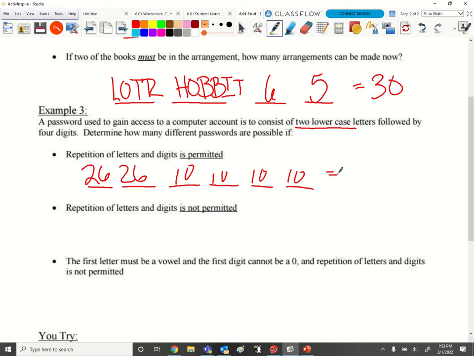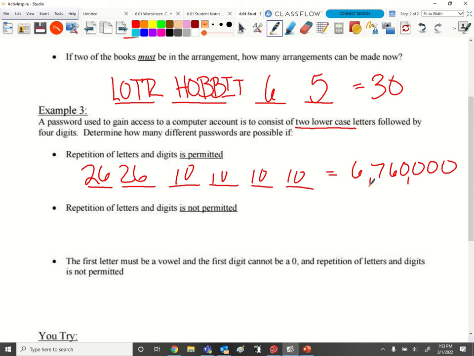All right, what do we get? 26 times 26 times 10 times 10 times 10 times 10. Digit by digit: 6, 7, 6, 0, 0, 0. That's 6,760,000 different combinations. That's a lot.